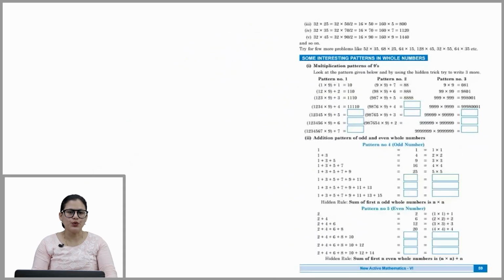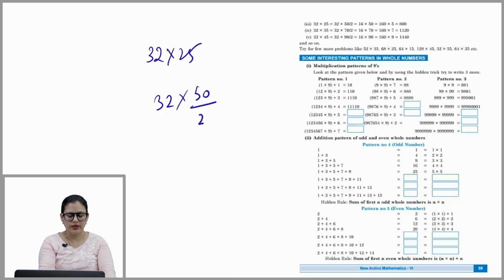Next, 32 into 25. How will we get 25? By dividing 50 by 2. Now 16 into 16 into 50 is equal to 800.